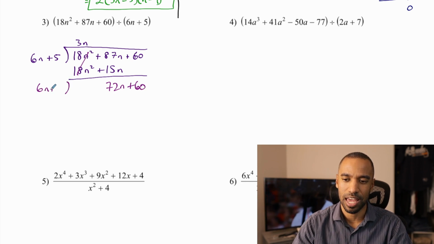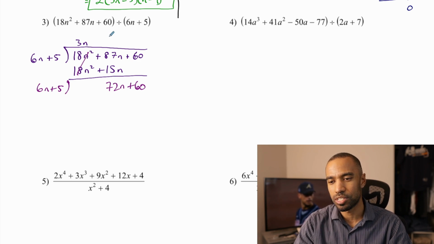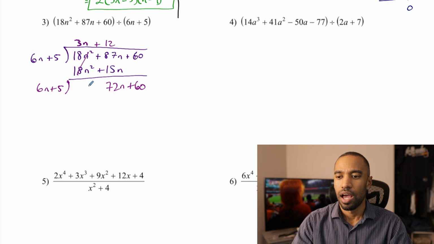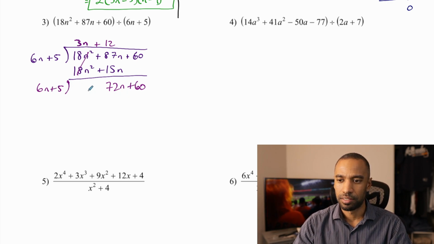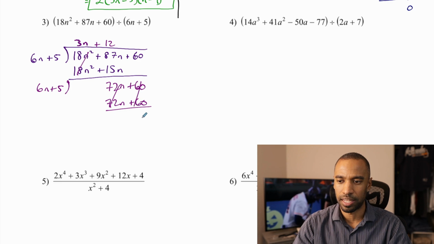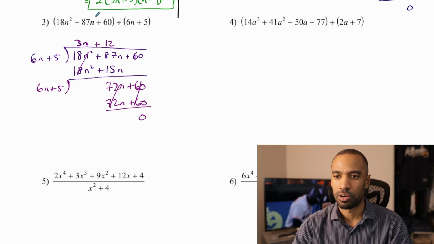Anyway, subtracting here. Let me just brighten the color a little bit here. Subtracting these right here, that's 0 and 87n minus 15n is 72n. That looks better. 72n plus 60. How many times does 6n plus 5 go into that? 6 goes into 72 12 times. So plus 12. 6n times 12 is 72n. 5 times 12 is 60. And as expected, we should be getting a 0 remainder there. So 3n plus 12 is the end result of that.